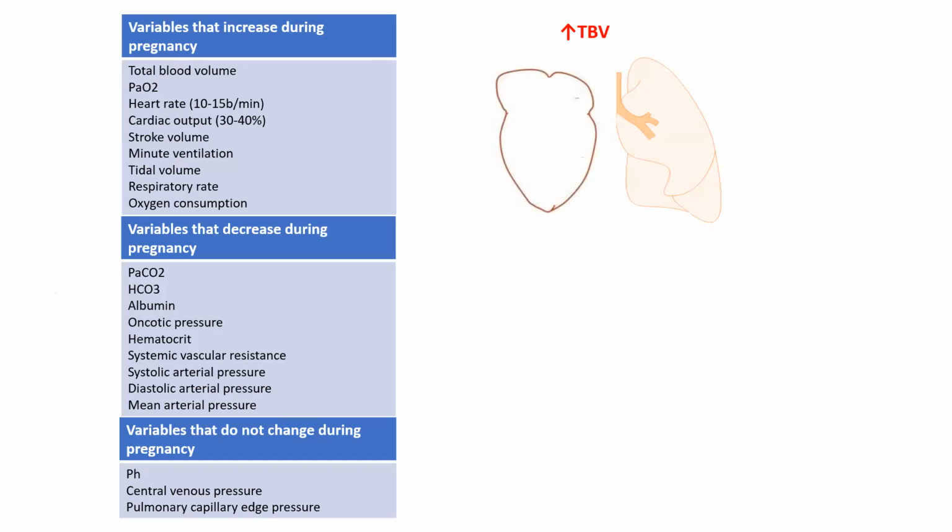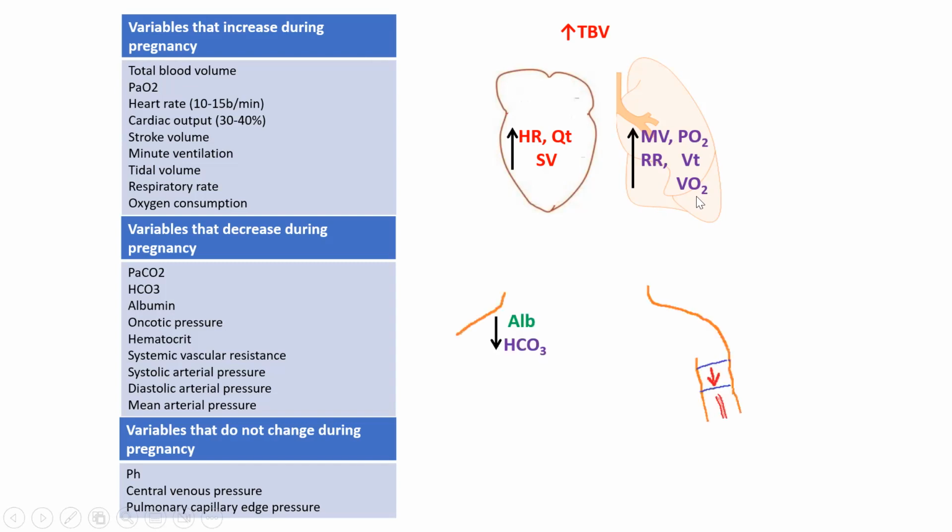When you look at all the physiological changes that happen in pregnancy, I've put them into two sets: the parameters which tend to increase and the variables that tend to decrease. The variables that increase are the total blood volume, heart rate, cardiac output, obviously to compensate for the growing fetus, and the stroke volume. These are the cardiac variables that increase in pregnancy. The respiratory variables that increase are the minute ventilation, and the respiratory rate, as they are a little tachypneic. PO2 increases, tidal volume increases, and oxygen consumption increases.